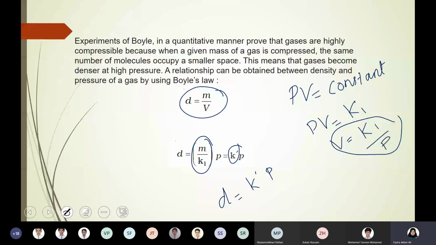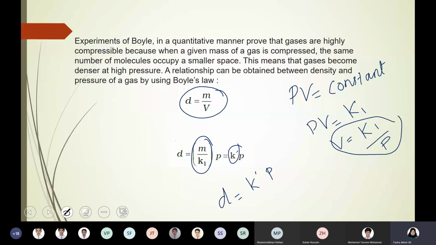Because if you know the density equation and the Boyle's law equation, then you can derive it in the paper, no need to learn all these things by heart. Just substitute the value of volume from the Boyle's law equation and then you will get your answer. Density is equal to a new constant, which is not the Boyle's law constant, but a new constant from mass and K1. K1 is the Boyle's law constant, and mass is again a constant. That is why a new constant K dash has been represented in the equation.